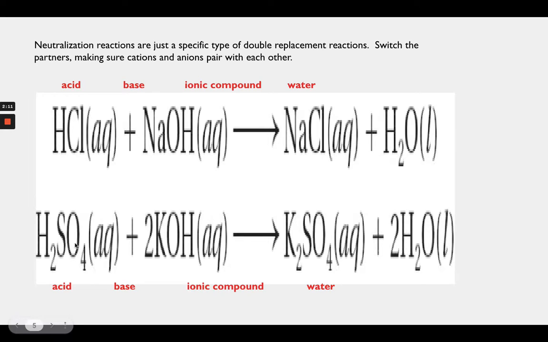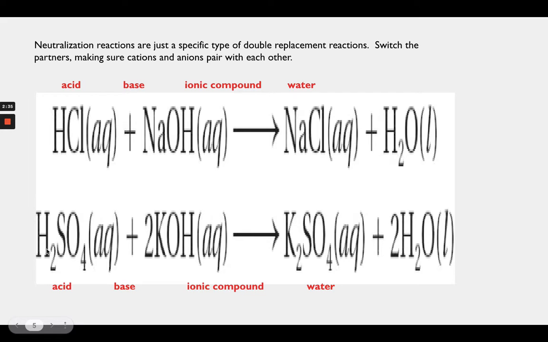Now let's look at this one. It's slightly more complicated, but still an acid and a base reacting to give you water and an ionic compound known as a salt. So we have sulfuric acid reacting with potassium hydroxide. There's our acid and there's our base. The hydrogen reacts with the hydroxide, but this time to balance it, so we have just as much hydroxide as we have hydrogen, we have to have two potassium hydroxides.